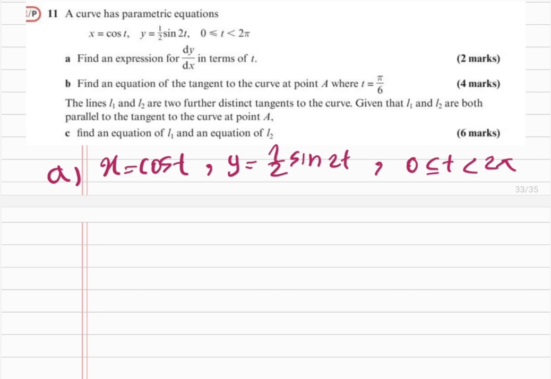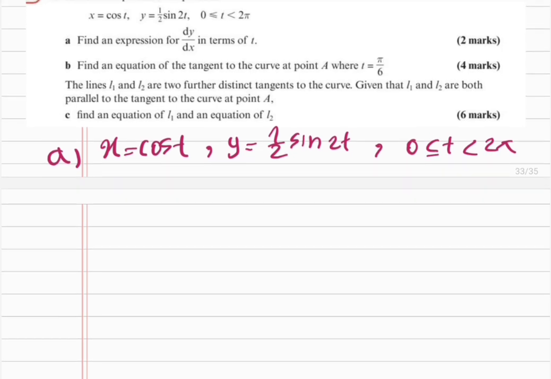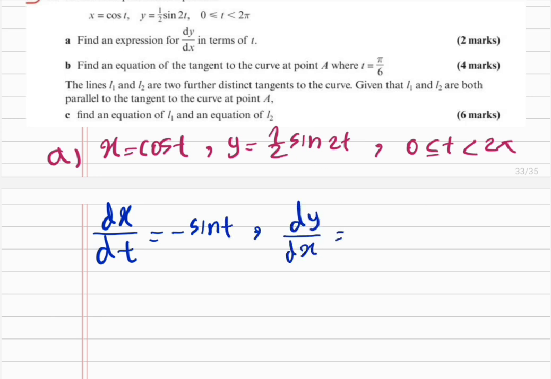Since it's parametric differentiation, we first differentiate x and y with respect to t separately, and then we use those and find dy/dx, which I'm now going to show. So dx/dt is equal to, x is cos t, and cos differentiates to minus sine, so we have minus sine t. And dy/dt is equal to, sine differentiates to cos, but remember that here it is sine 2t.